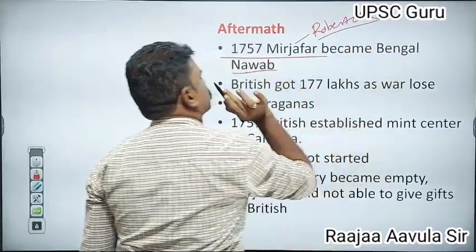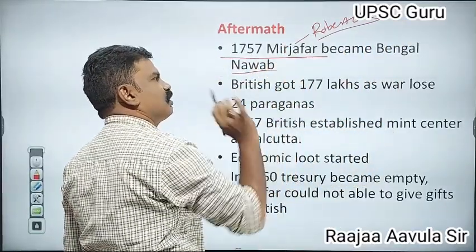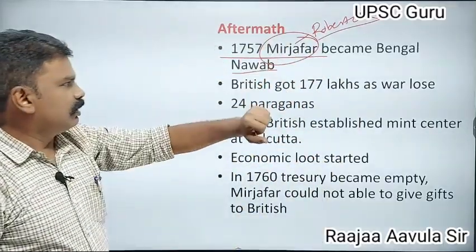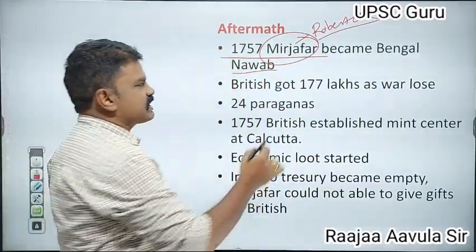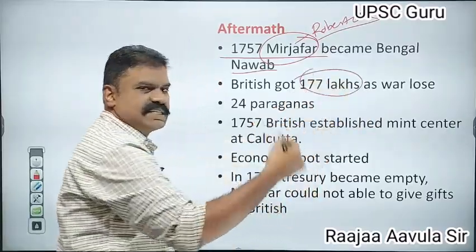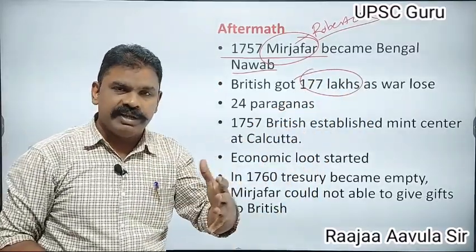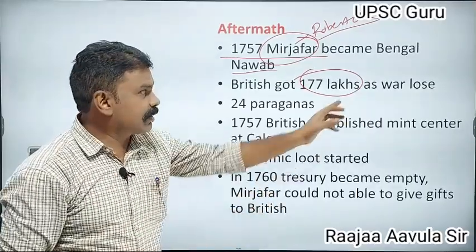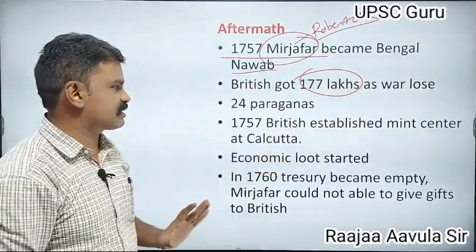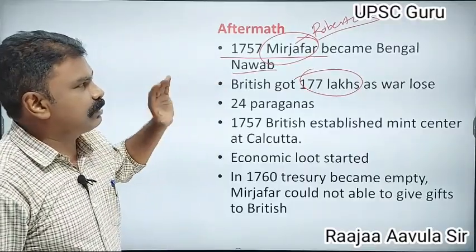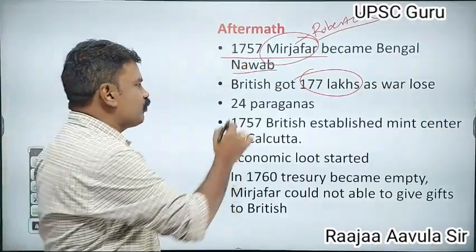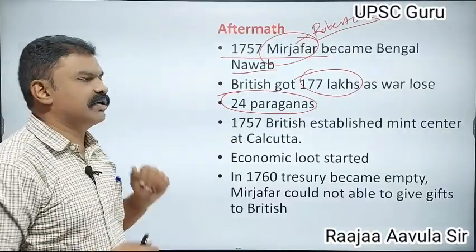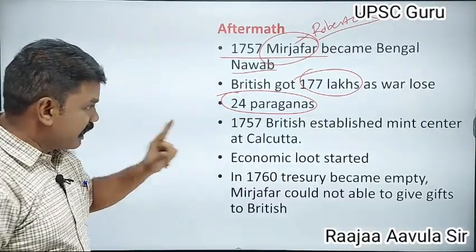These two planned, and Sirajuddaulah was killed. Mir Jafar became the Bengal Nawab after the war. And Mir Jafar gave 177 lakhs to the British East India Company as war indemnity, that is war loss, as cash, 177 lakhs of rupees. Along with this, Mir Jafar gave 24 paraganas to the British East India Company.